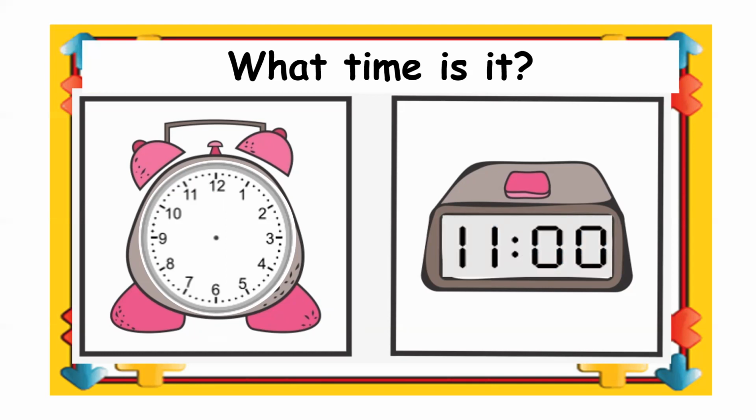Let us look at another one. What time is it on the digital clock? Yes, it is 11 o'clock. Now, where should the hour and minute hand go to show 11 o'clock? Is this what you did? Well done. The hour hand should point to 11, and the minute hand should point to 12 to show 11 o'clock.